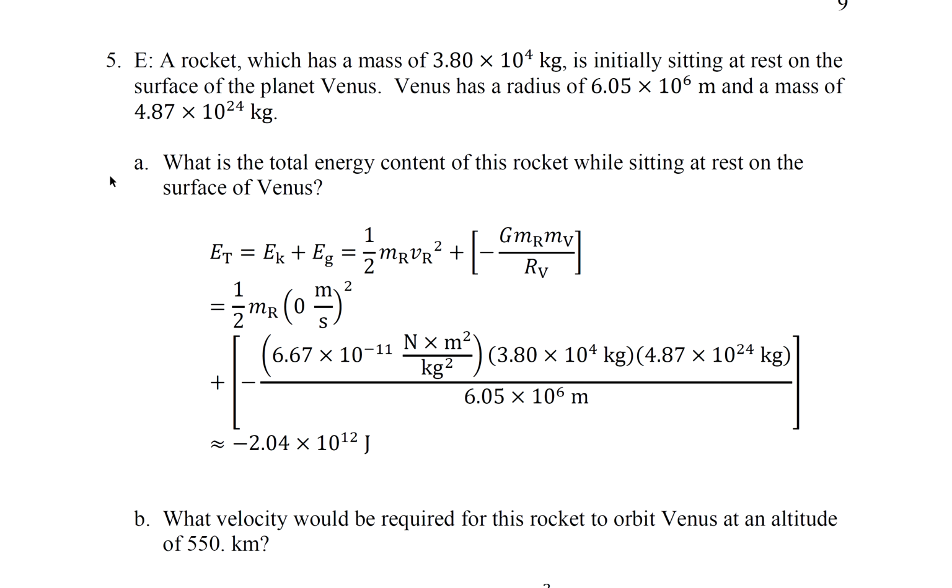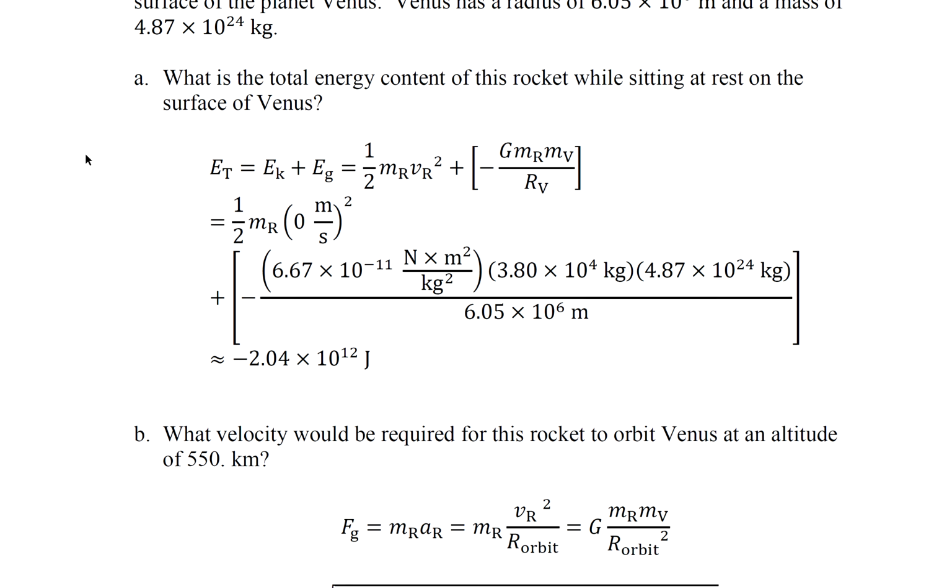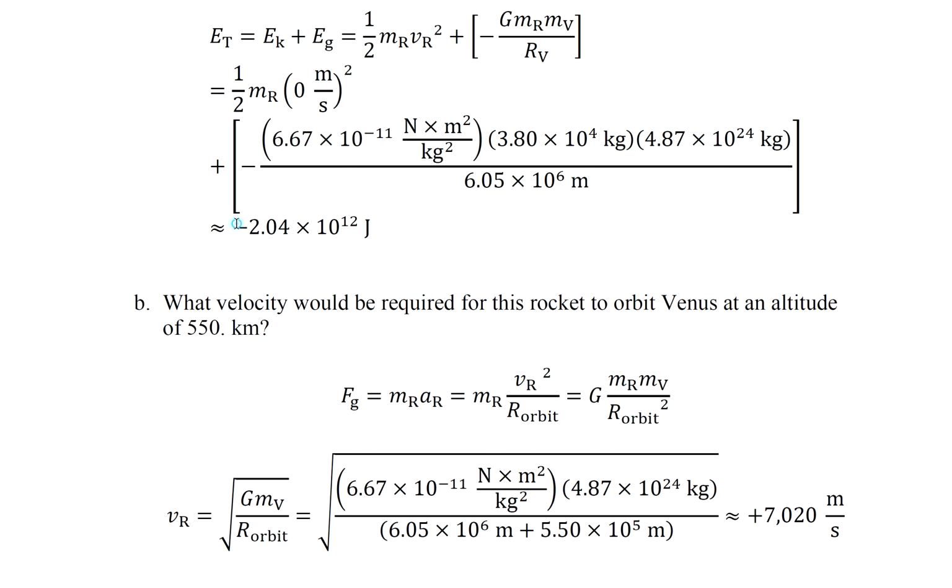Question 5. A rocket which has a mass of this is initially sitting at rest on the surface of the planet Venus. Venus has a radius of this and a mass of this. Part A. What is the total energy content of this rocket while sitting at rest on the surface of Venus? So it's sitting at rest, so kinetic energy is 0. Gravitational potential energy is minus GMm over r. Don't freak out because the solution is negative.